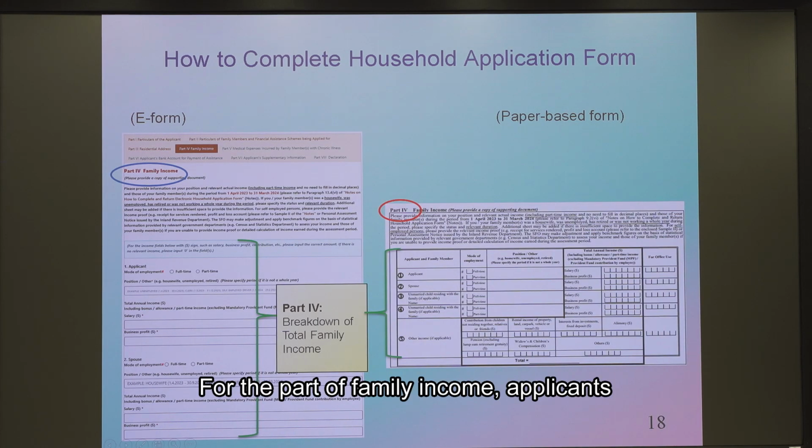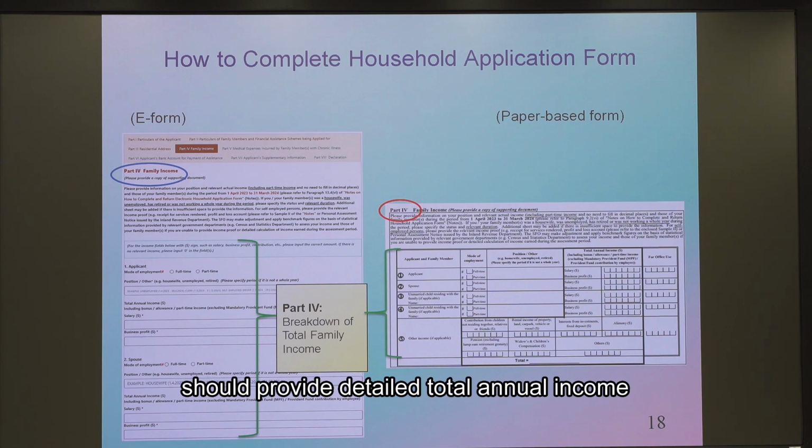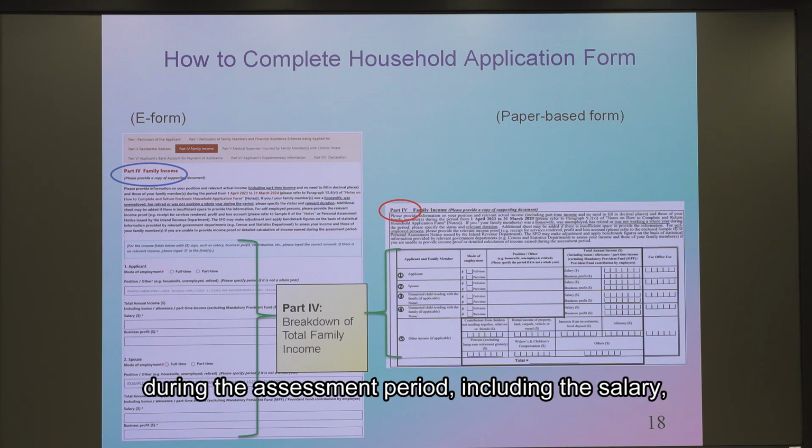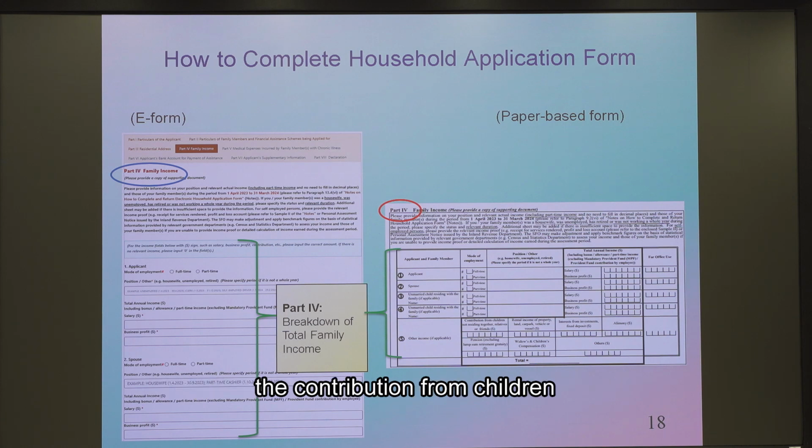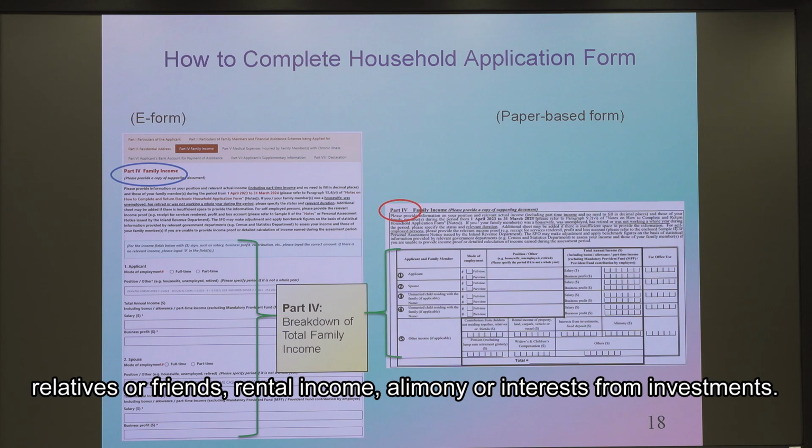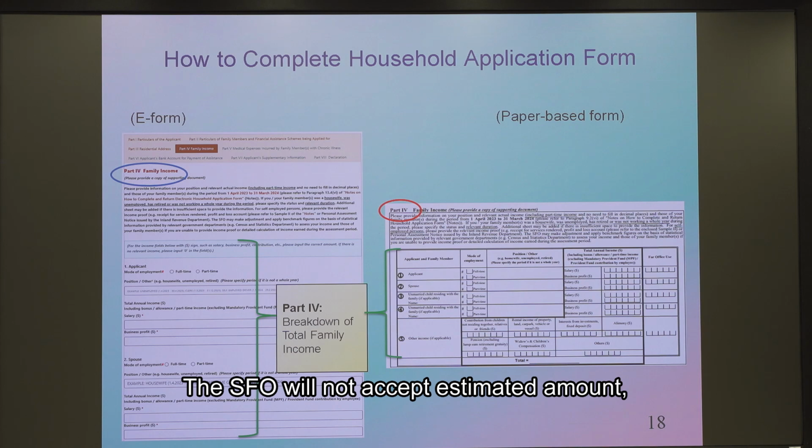For the part on family income, applicants should provide detailed total annual income during the assessment period, including the salary, the contribution from children who are not residing together, relatives or friends, rental income, alimony or interests from investments. The SFO will not accept estimated amounts, so please provide actual figures to us.